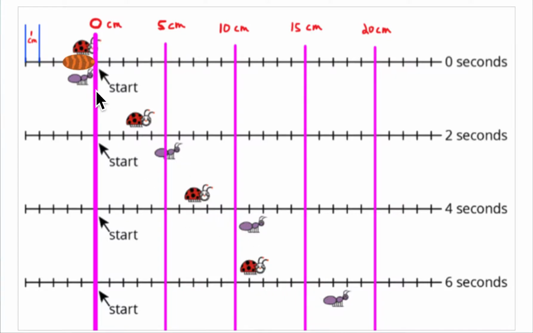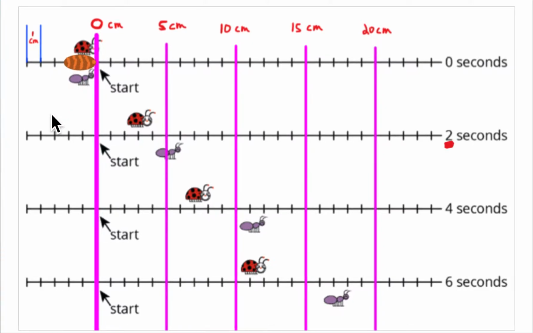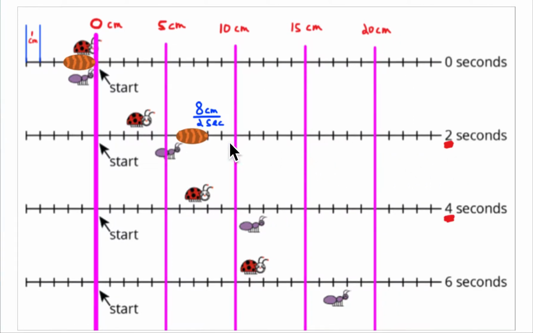But now we have this new bug, and this new bug is going to move twice as fast as the ladybug. So let's watch it move for a second. After 2 seconds, it moves to here. So it's moved twice as far. So in 2 seconds, it moved 8 centimeters, whereas the ladybug, in those same 2 seconds, this is the same line diagram, it moved only 4 centimeters.